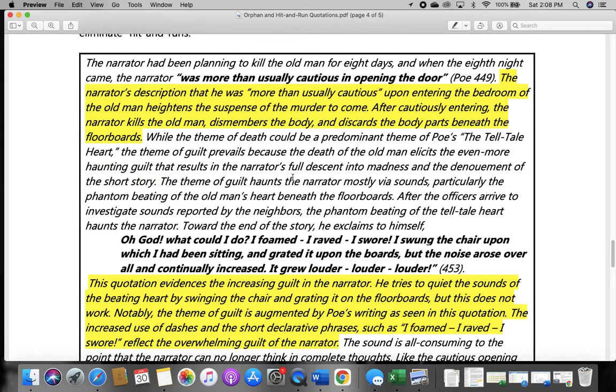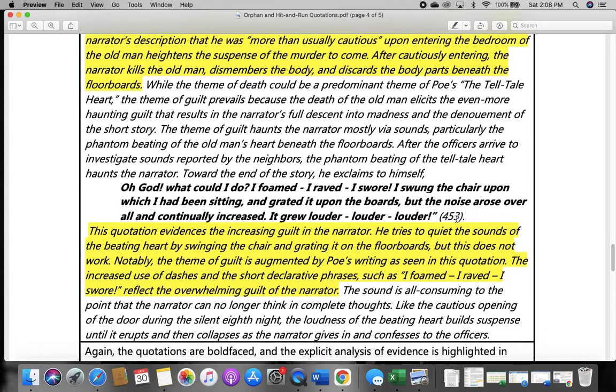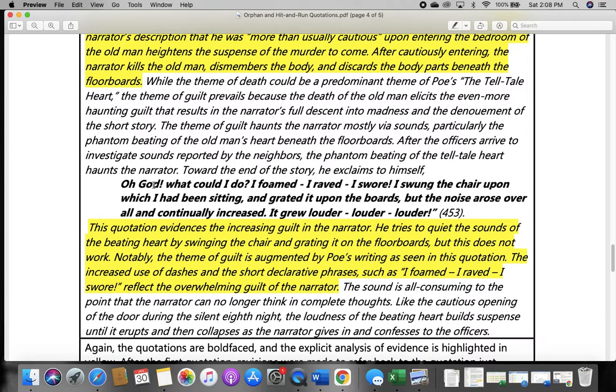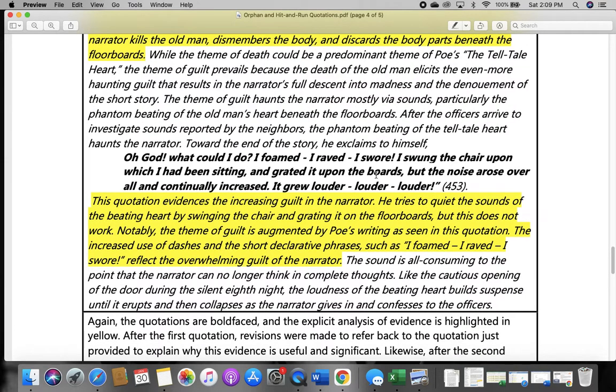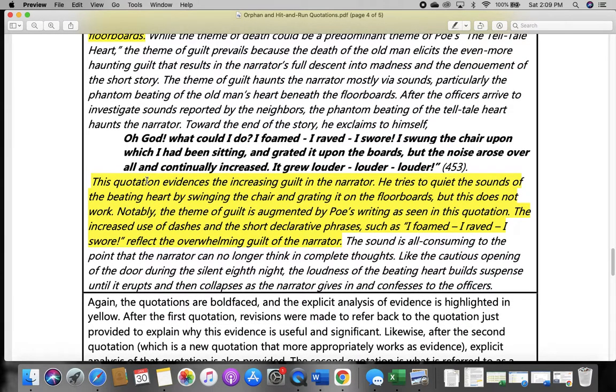The theme of guilt haunts the narrator mostly via sounds, particularly the phantom beating of the old man's heart beneath the floorboards. After the officers arrive to investigate sounds reported by the neighbors, the phantom beating of the telltale heart haunts the narrator. Toward the end of the story, he exclaims to himself, "Oh God, what could I do? I foamed, I raved, I swore, I swung the chair upon which I had been sitting and grated it upon the boards, but the noise arose over all and continually increased. It grew louder, louder, louder."